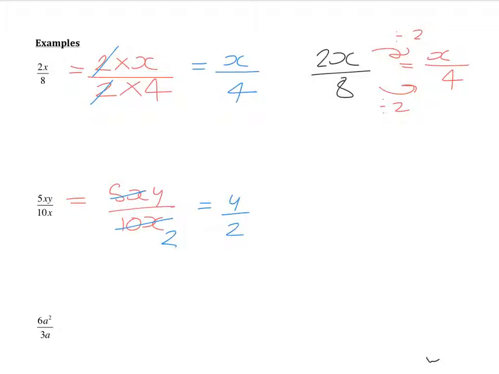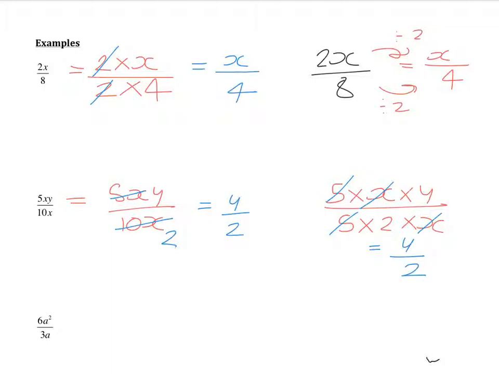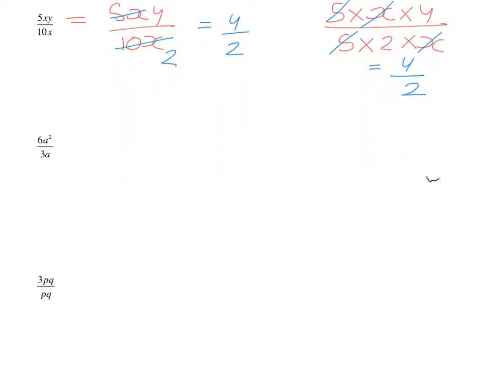Another way to think about this is to think 5 times x times y is being divided by 5 times 2 times x. Look at the cancellation, it's all multiplicative. Cancel, cancel, cancel, cancel. We're left with y over 2. Again, the same answer. There are 2 further examples below. Try these and see whether you can work through to get the correct answers.